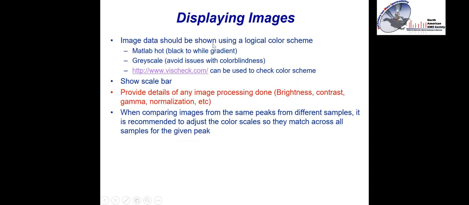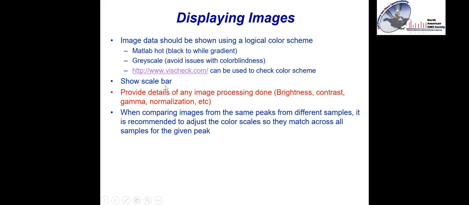So when displaying images, we should use a logical color scheme. A typical one people use in MATLAB is called HOT, but it's basically a black to white gradient that goes through colors of red, orange, and yellow and white. And grayscale is useful to avoid issues with colorblind people. There's this website here, vischeck.com, that can be used to check your color scheme to see if people would have a problem seeing it if they are colorblind.